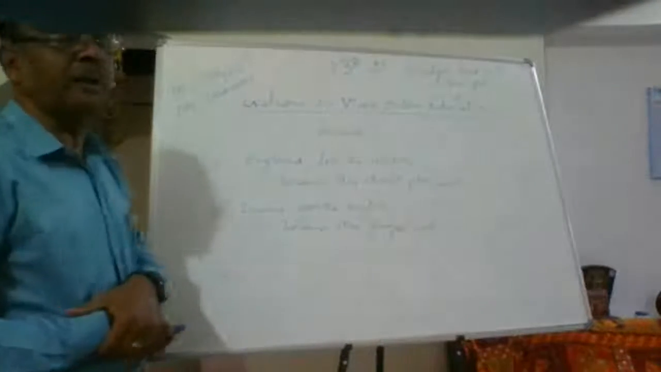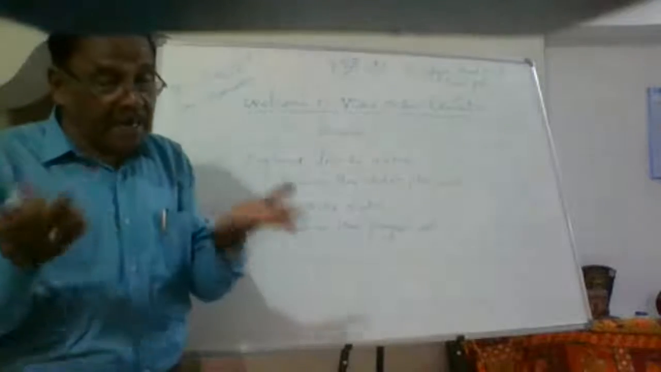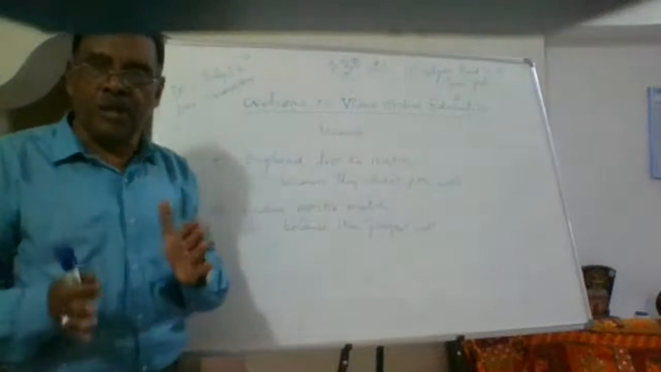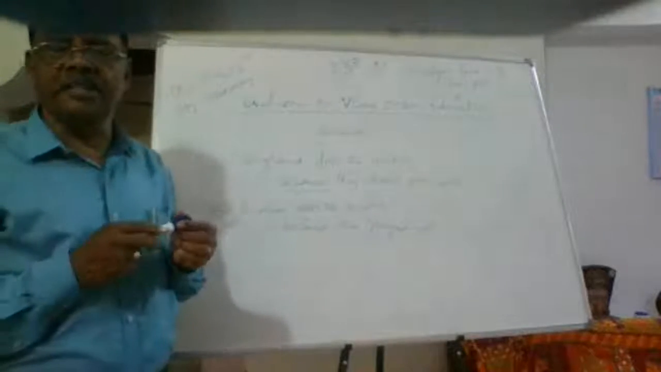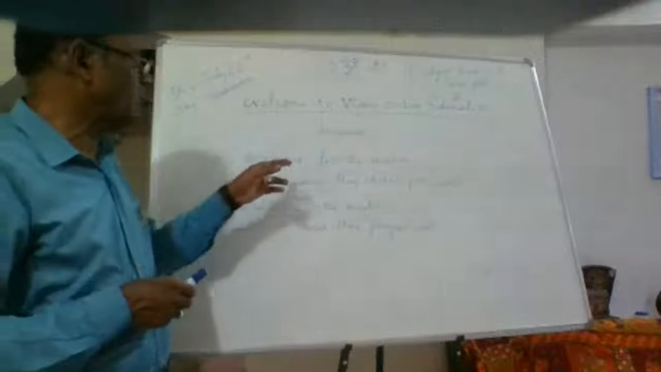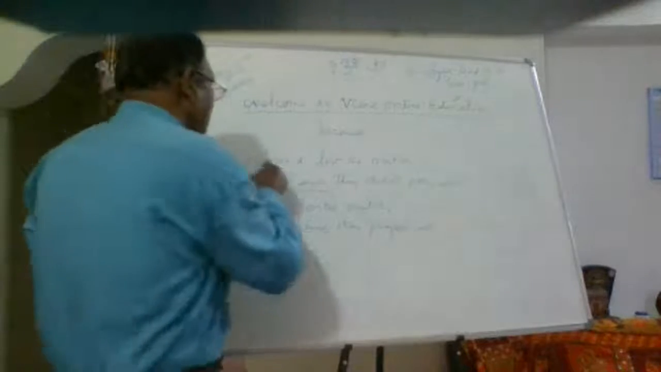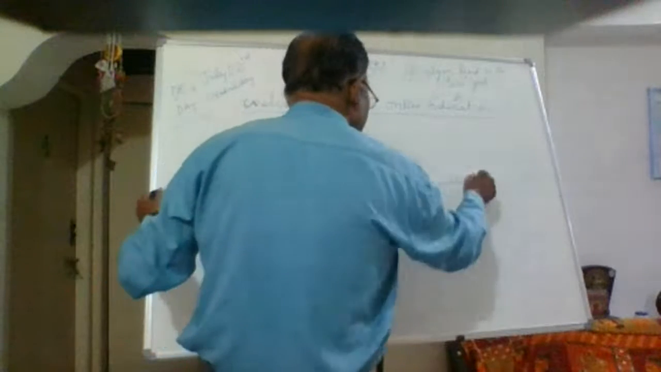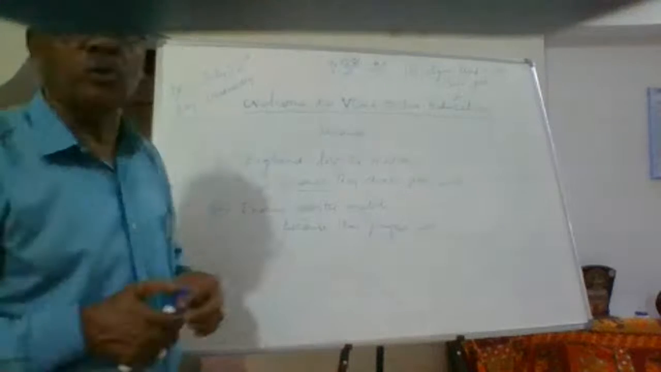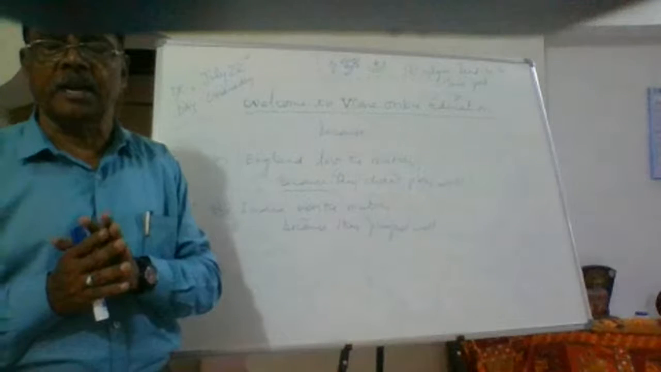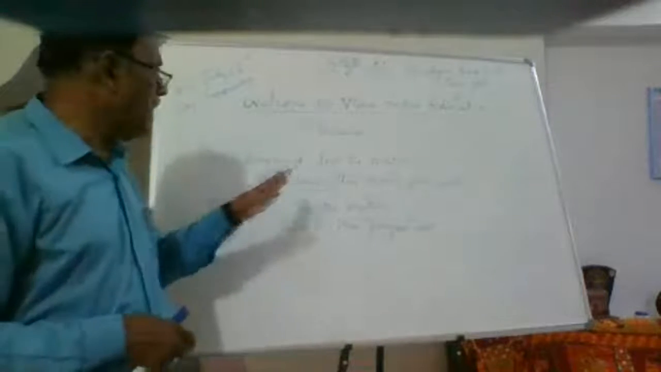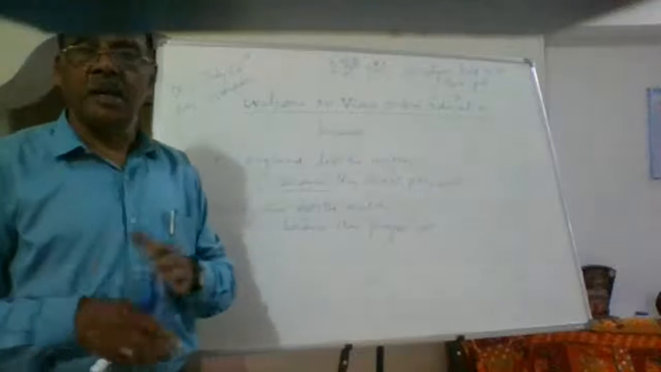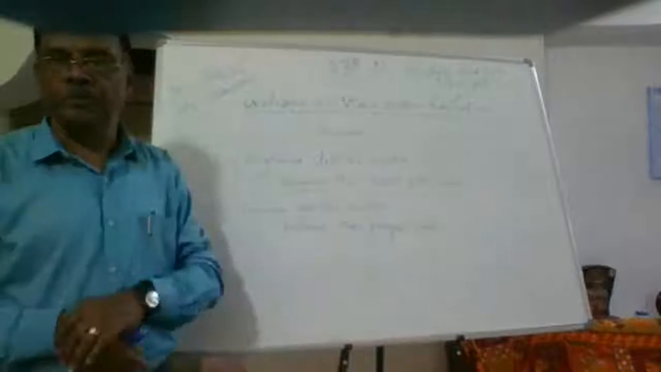We can say England lost the match because they didn't play well. Why did they lose the match? Because they didn't play well. So because gives a reason. For a reason you make use of the word because. There are two sentences in this. England lost the match is one sentence. They didn't play well is one more sentence. When you club two sentences and make one sentence, we make use of the word because. How did England lose the match? Because they didn't play well.